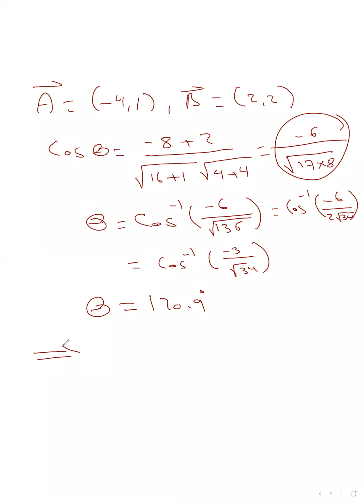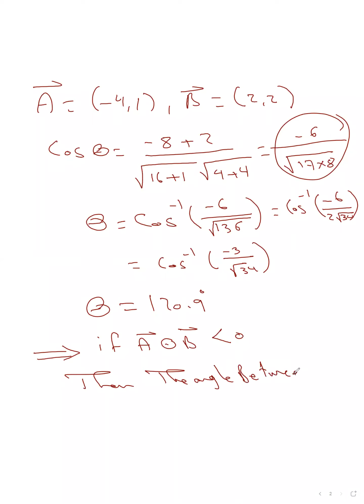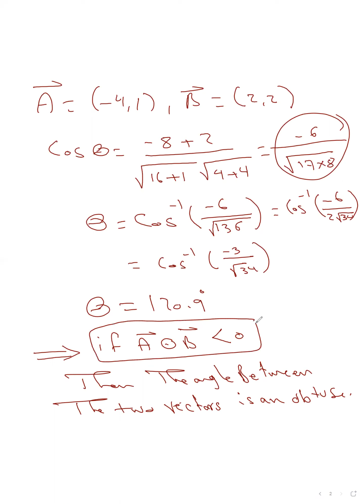يعني تاني result عندنا number 2: if A dot B is less than 0 then the angle between the two vectors is an obtuse. Okay, يبقى لو الميجر of the cosine theta اللي هو ال A dot B, if A dot B is less than 0, negative, then the angle between them is an obtuse. Okay, this is number 2.